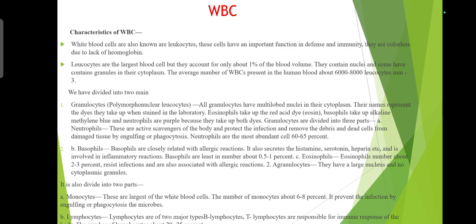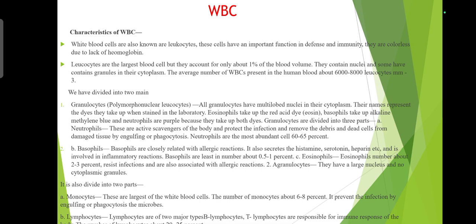Basophils also secrete histamine, serotonin, heparin, etc., and are involved in inflammatory reactions. Normal value is 0.5 to 1%. Eosinophils number about 2 to 3%. They resist infections and are also associated with allergic reactions.